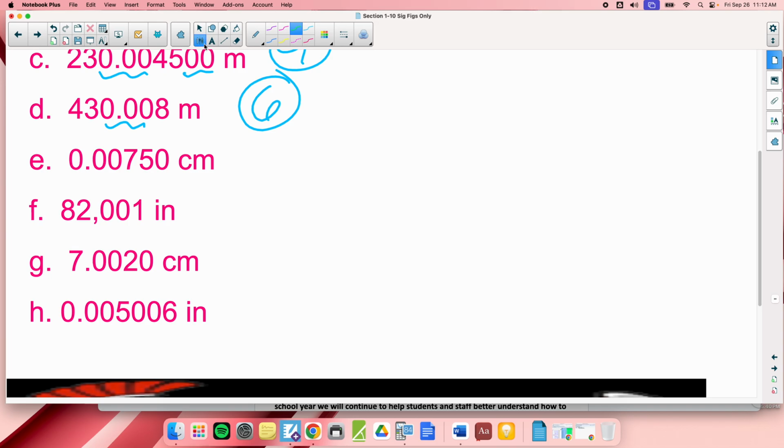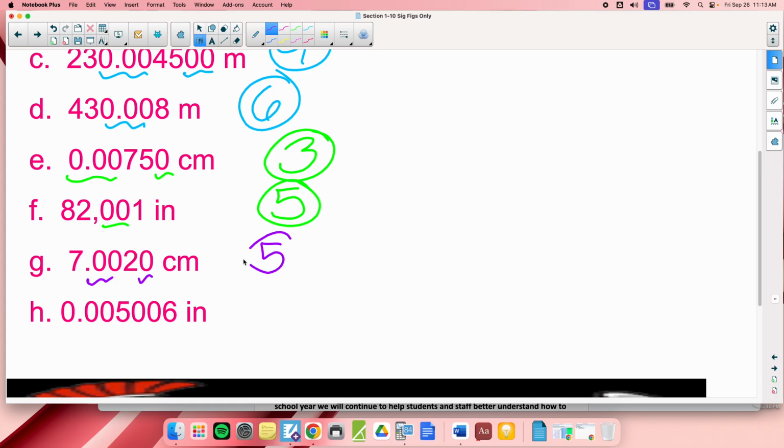Okay, in this one, would we count those first 3? No. Would we count this one? Yes. So it has 3. In this one, would we count those? Yes. So we have 5. And then here, would I count those? Yes, because they're in between 2 non-zeros. Would I count that? Yes. So it's 5. Would I count those 3? No. Would I count those 2? Yes. So this one's 4.